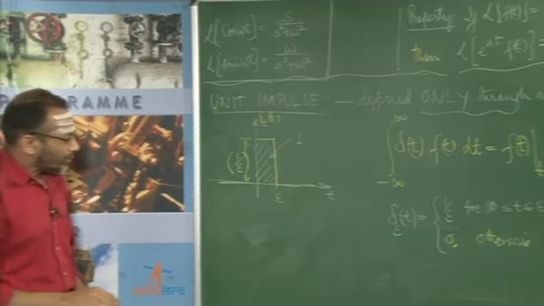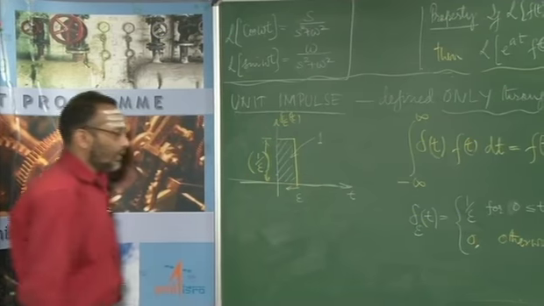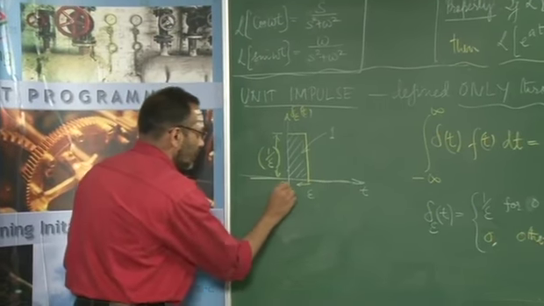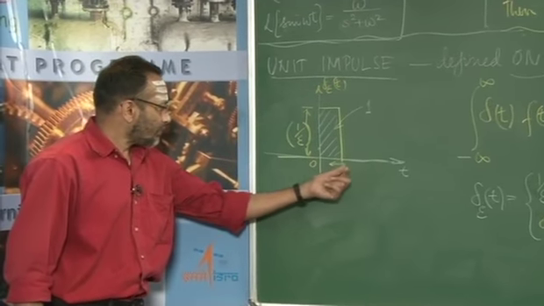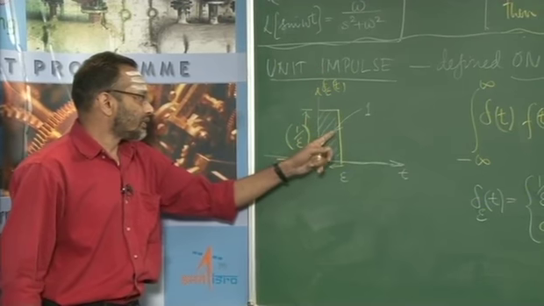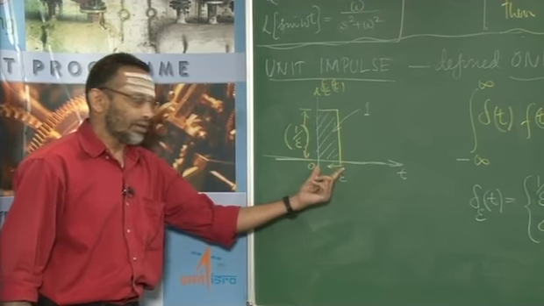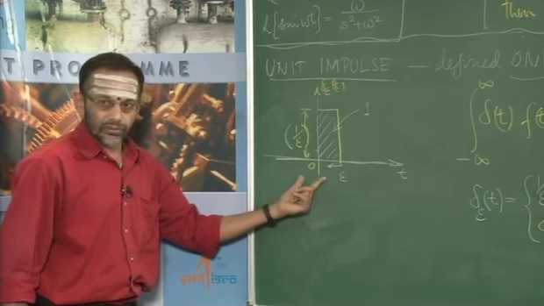Now, what I am going to do is, I am going to shrink this epsilon to 0. If I shrink this epsilon to 0, then in the limit what is happening, even if I make this half, this will become double, therefore, this area is going to remain independent of epsilon, as long as epsilon does not become 0, all right.